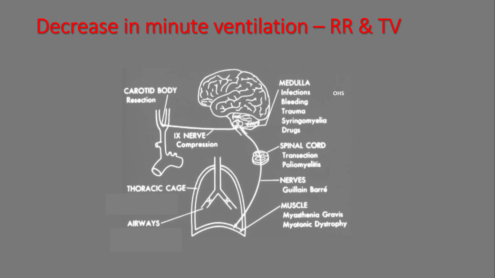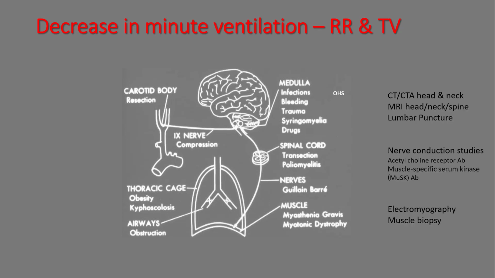So lesions like transection of the spinal cord and polio, Guillain-Barré syndrome, and muscular disorders like myasthenia gravis and myotonic dystrophy can all result in decreased rate and tidal volume. Thoracic cage abnormalities like obesity, kyphoscoliosis, or obstruction of the airways can also physically reduce the tidal volumes and can result in decreased minute ventilation.